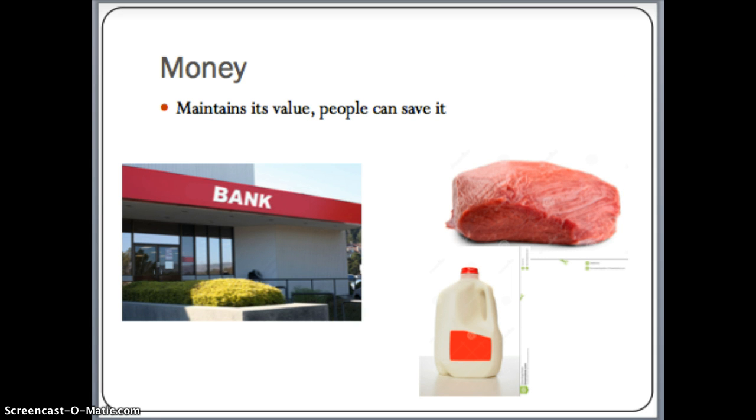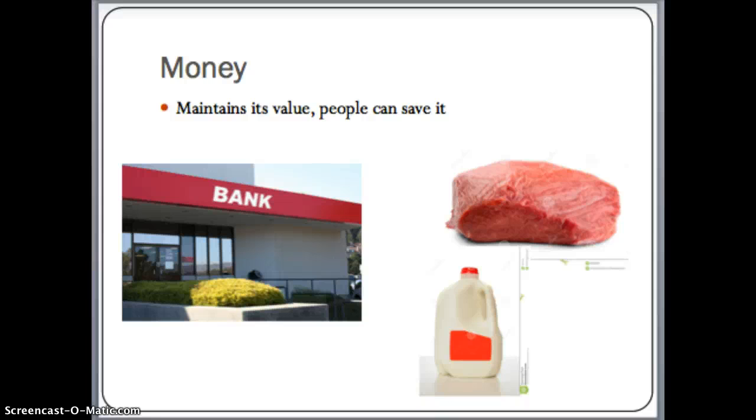The third part about money that is very important is that money maintains its value. Money is attractive to people because they can save it. Which, by the way, if you haven't started saving money, it's never too early. You will need to have money later on in life. It's always good to start saving money now. But that's my econ teacher lecture moment, and I'm done with that now.